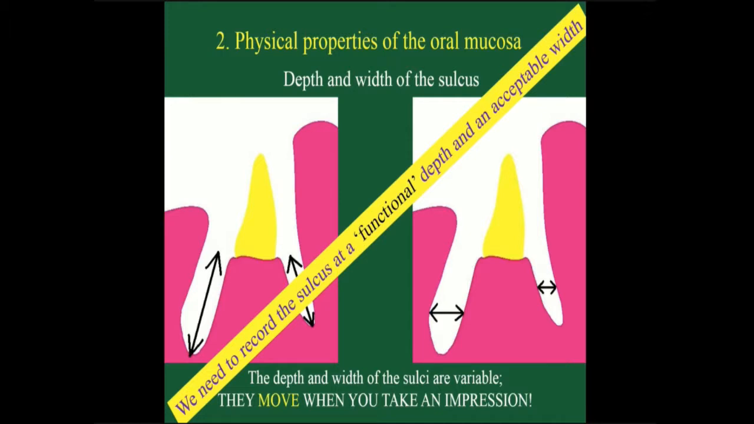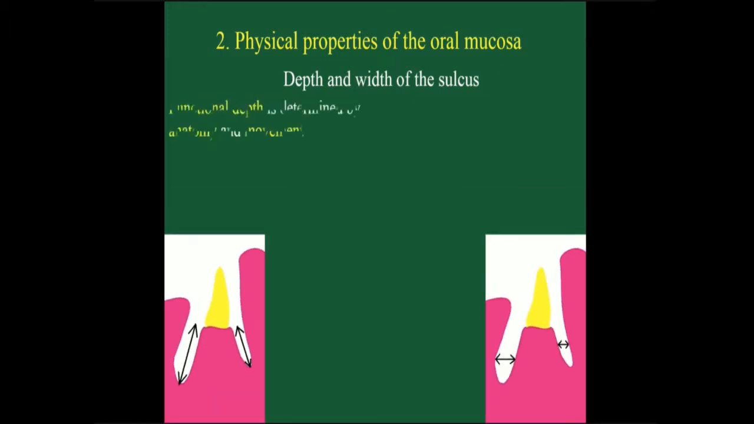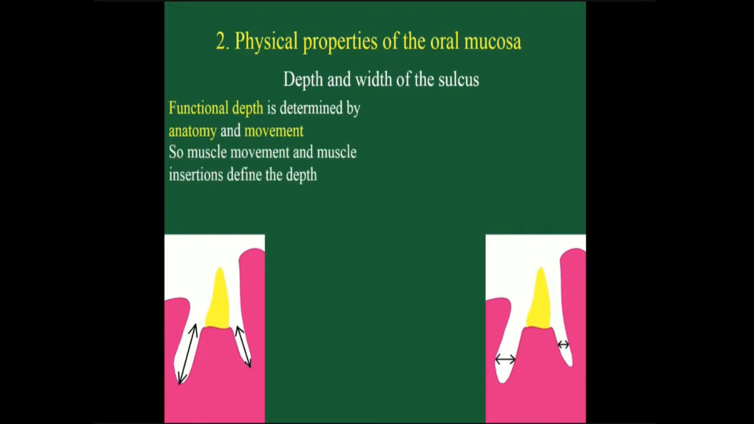The functional depth is determined by anatomy and movement. So the muscle movements and the muscle insertions define the depth. The buccal functional depth is usually the minimum depth of the sulcus. Lingually, it's different.